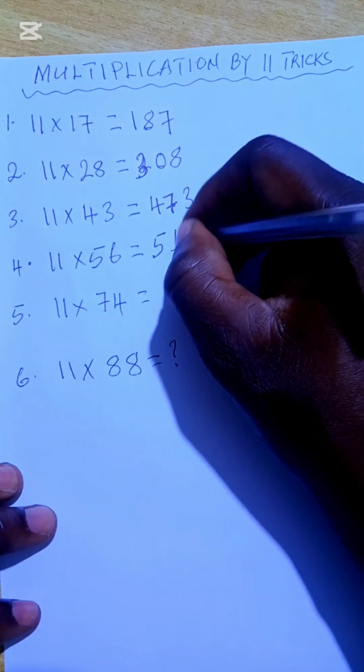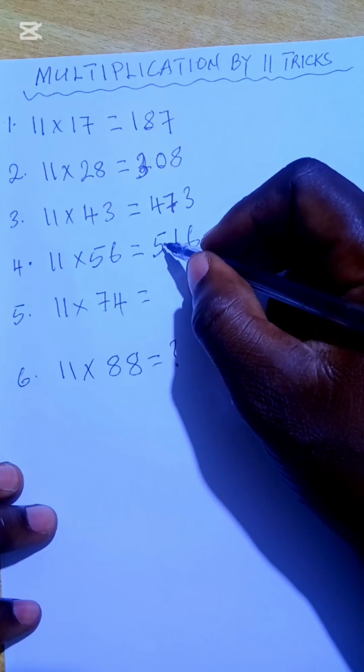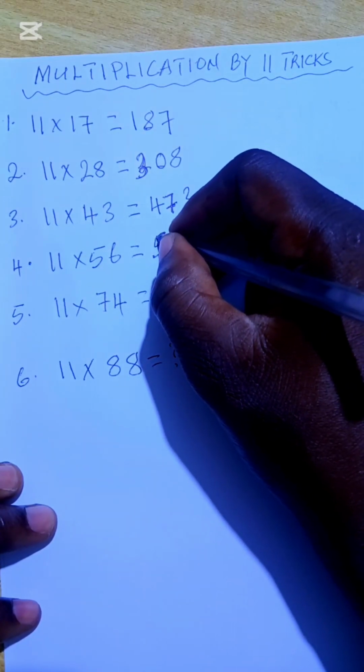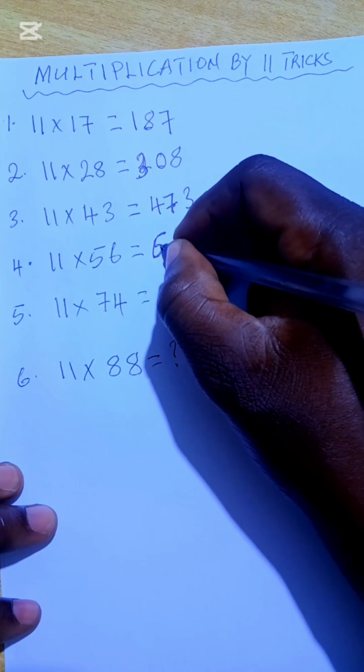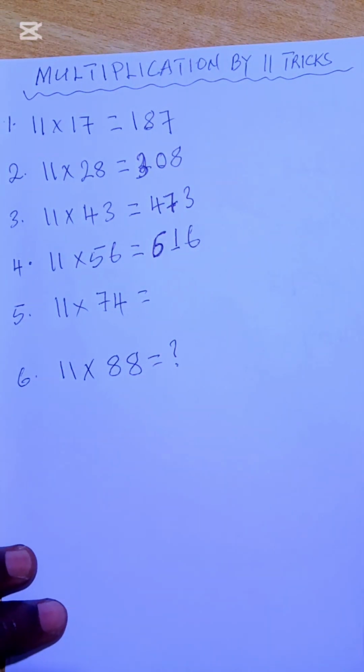If it is 11, I put 1, carry 1, add the 1 to 5. If I add 1 to 5, I would get 6. So now, your answer becomes 616.